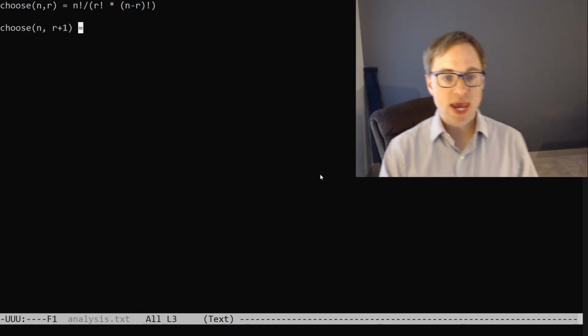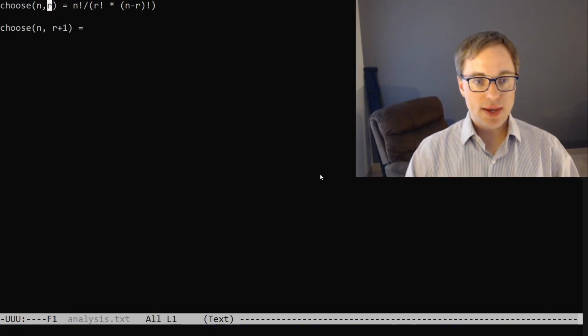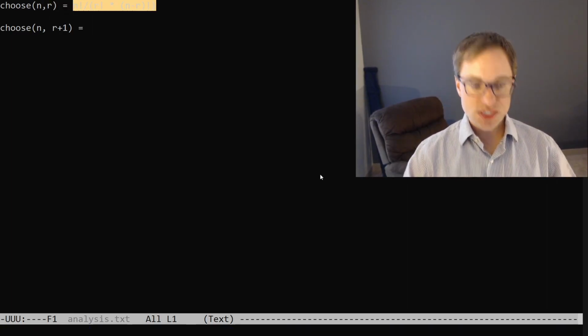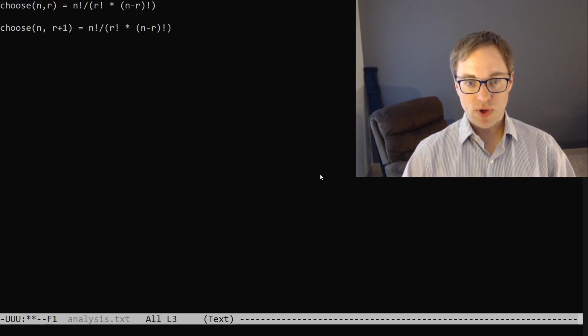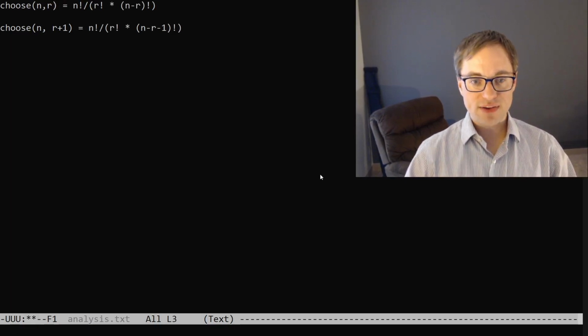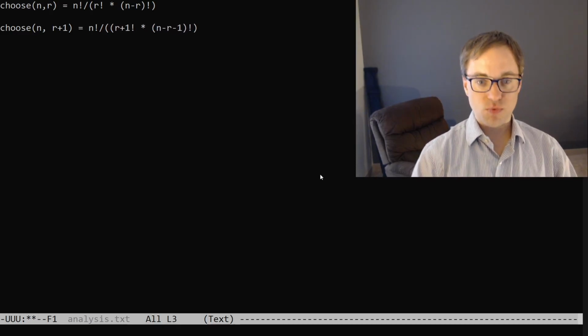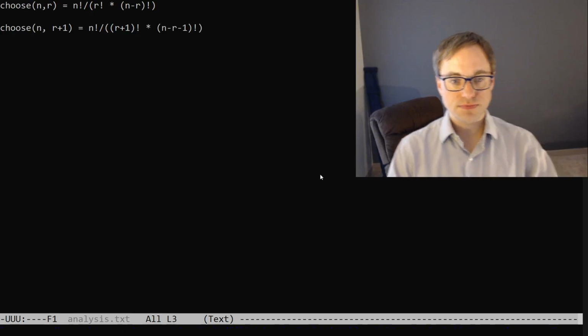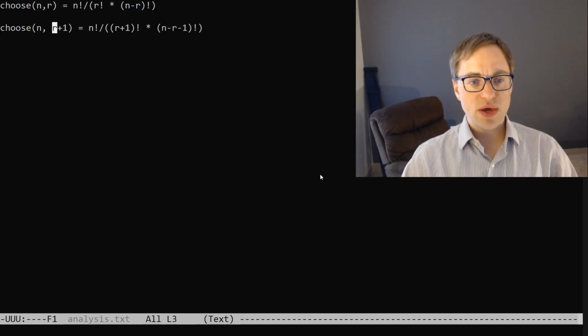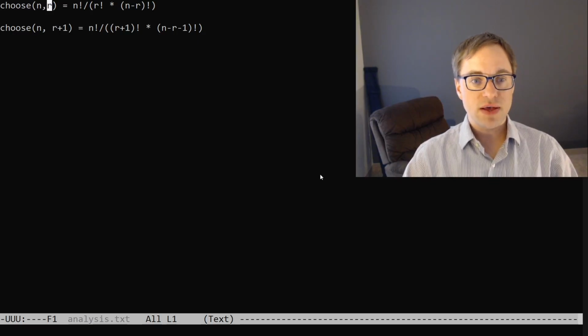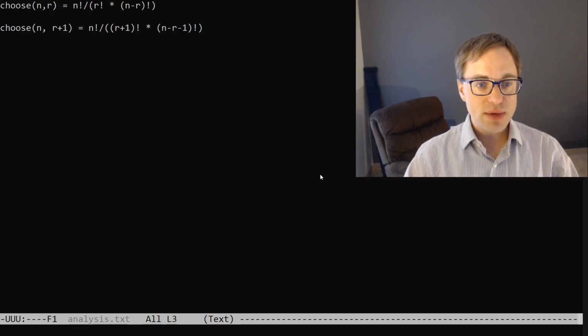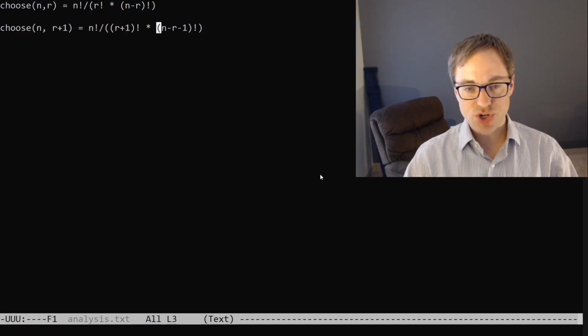Okay, well we can just take r plus 1 and substitute it into this expression here and see what we get. Well, this is going to end up with n minus r minus 1, and this is going to be just r plus 1 factorial. Now, is there a way that we can write this expression in terms of this expression? That is, how can we manipulate this expression so it looks a bit more like this one up here?